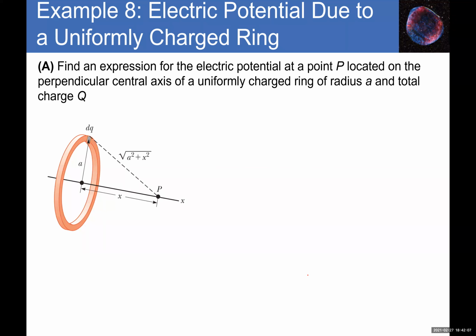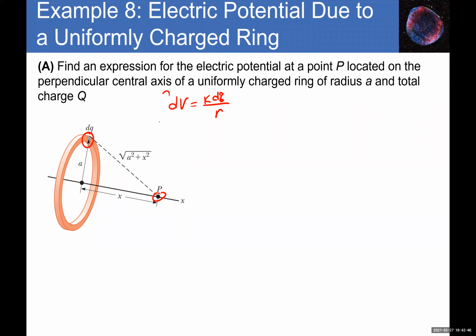So let's look at what we have. It's a uniformly charged ring. In terms of categorizing what type of problem it is, this is not a system of charges, but a continuous charge distribution. That means I choose a small element and say that dV equals k dq over r. At this point P, the contribution from this dq is given as k dq over r.